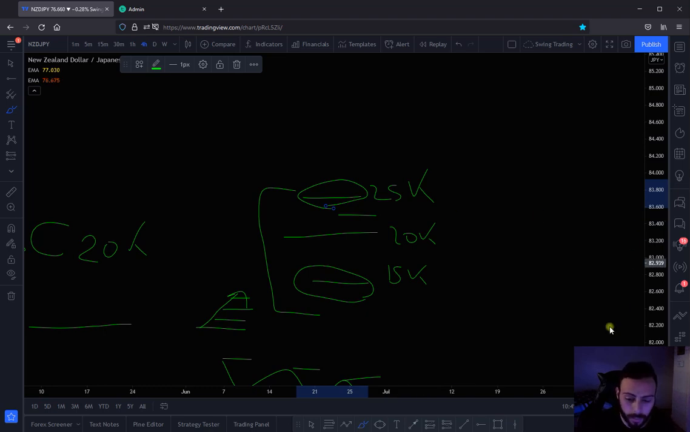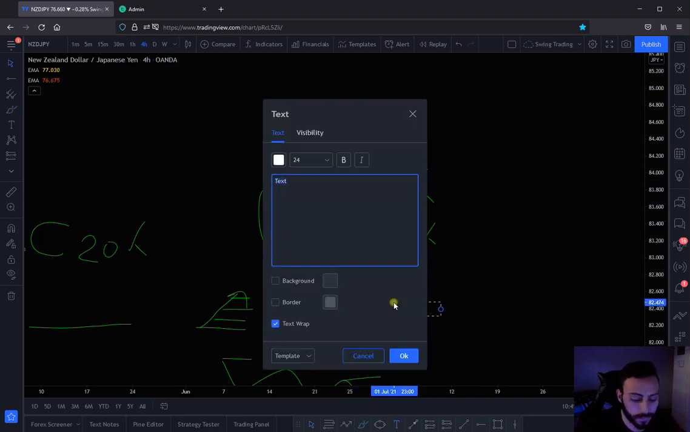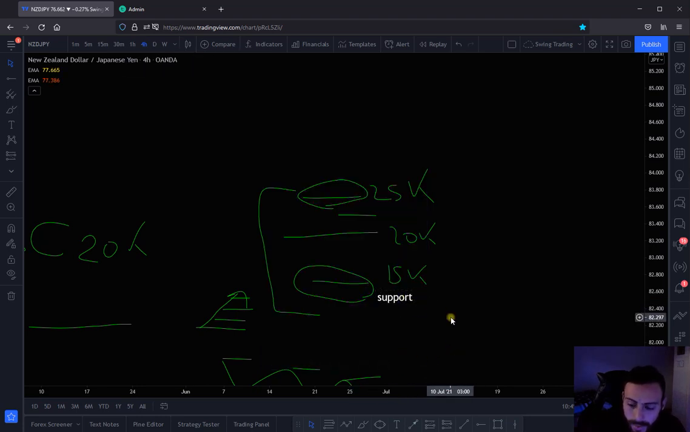So a support level is a level where we can expect buyers to enter. And why do we expect buyers to enter? Because based off historical data, based on what is seen to the left of the chart, at this price, at this value, buyers are entering. And why are buyers entering? Because maybe they're considered to be cheap, or maybe they've entered before. So it's a sort of pattern thing.